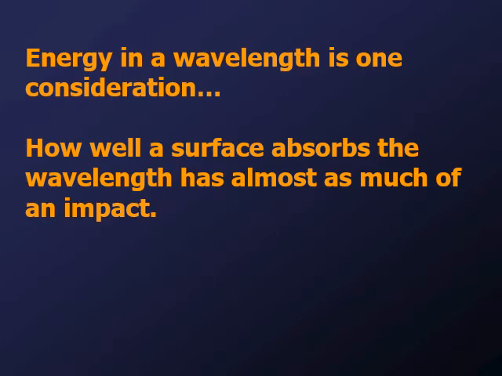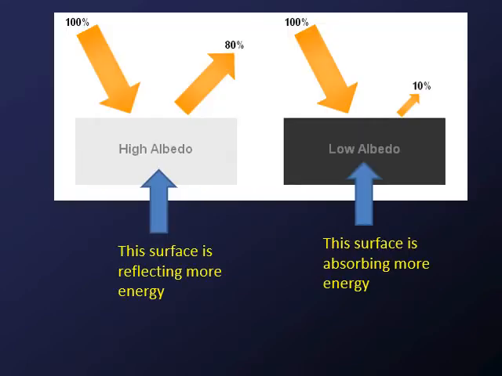So how energy in a wavelength, what wavelength it is, is definitely a consideration, but also how well a surface absorbs it is important. And that's when we talk about something called the albedo effect. I think instinctively you all know this is true. Like in the winter, sunlight reflects off the snow because it has a high albedo or reflectivity, whereas sunlight does not reflect well off a black surface because a lot of the light is absorbed.